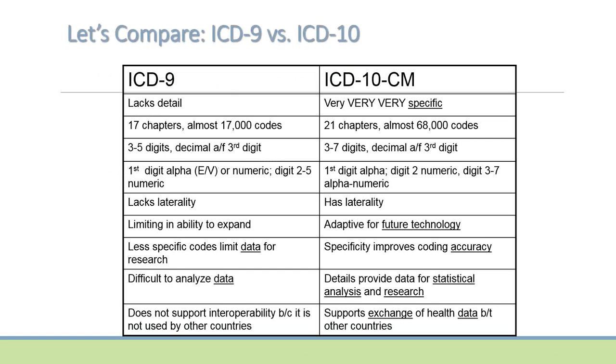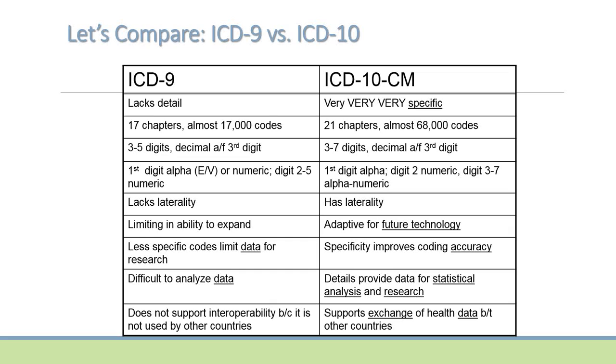So let's compare. Let's take a look here. ICD-9 versus ICD-10. ICD-9 lacks detail. ICD-10, very, very, very specific. ICD-9 has 17 chapters with almost 17,000 codes. ICD-10 has 21 chapters, and it's approaching 70,000 codes. Right now, in ICD-9, we use 3 to 5 digits. ICD-10 is going to be sometimes 3 to 7 digits, and it's alphanumeric.